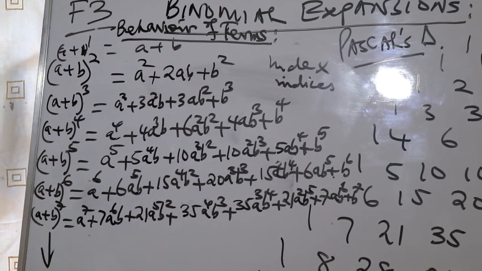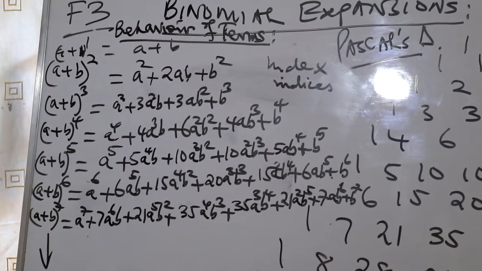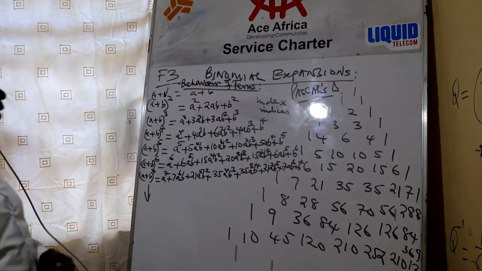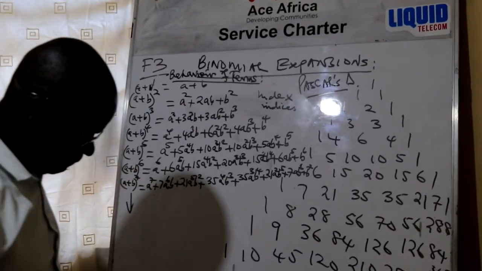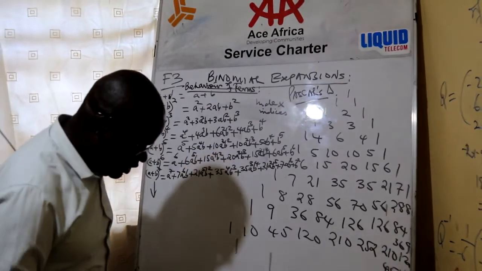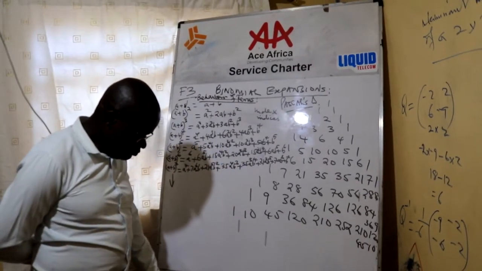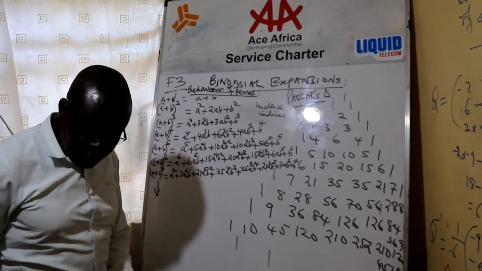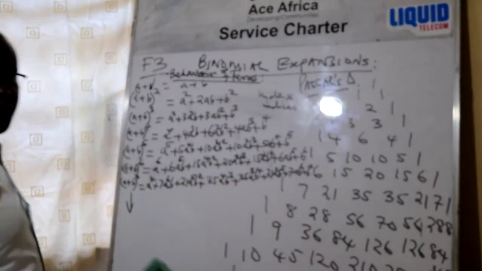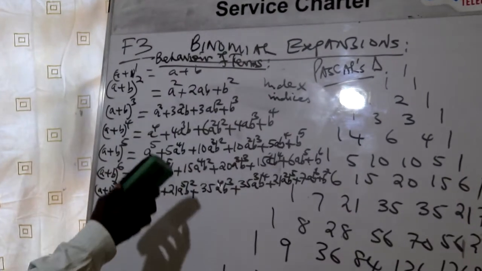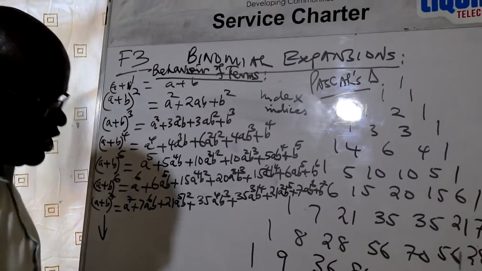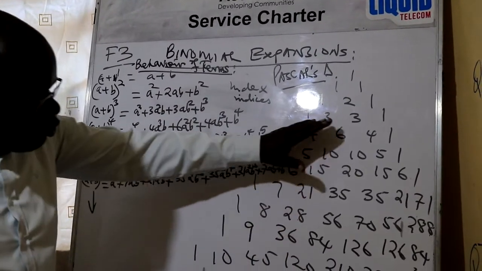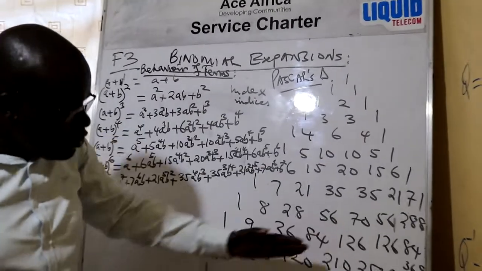Is there any other question? Or are you okay? Have I explained well? Yes. Now any other question before we proceed? Any other question? None? Let us move on. We are now going to start expanding, and as we expand, you keep this table with you.